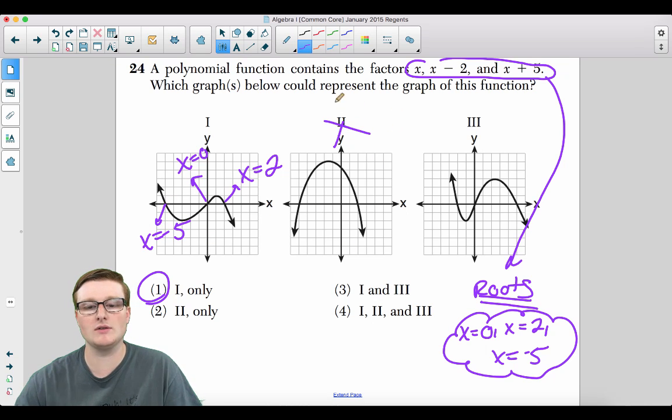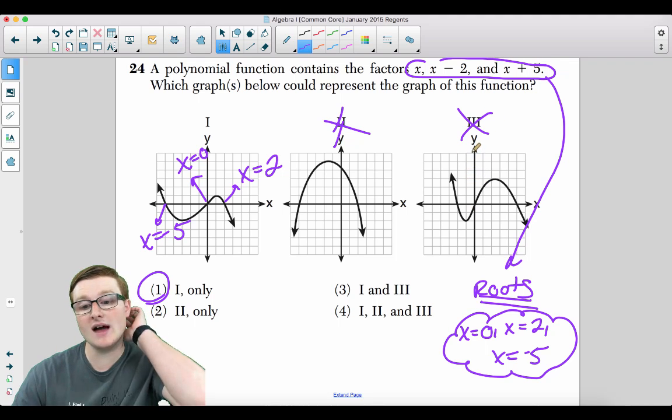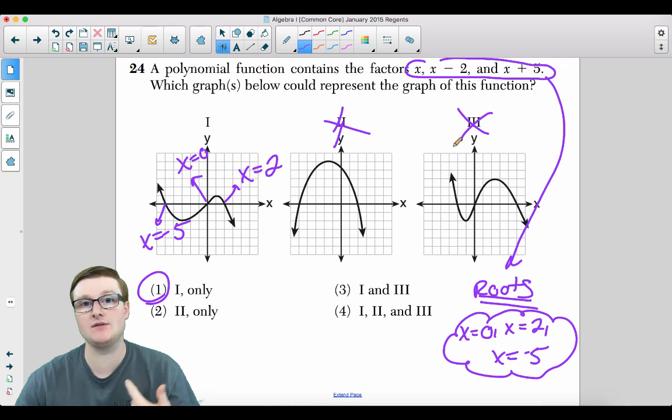Choice 2 makes no, well, this answer makes no sense, and this one they just tried to fool you with the factors being the same number. But remember, when you have the factors, the roots are the opposite values.